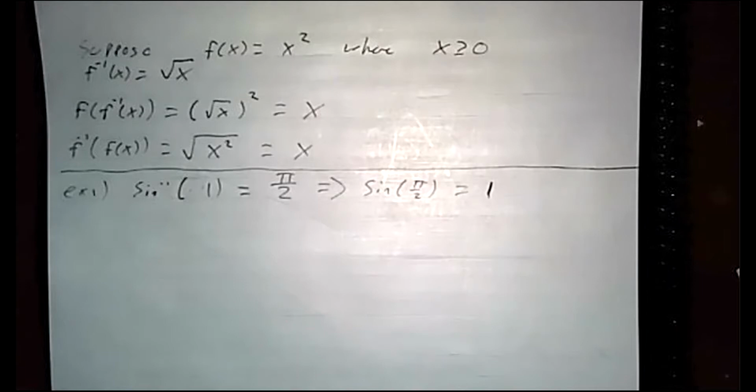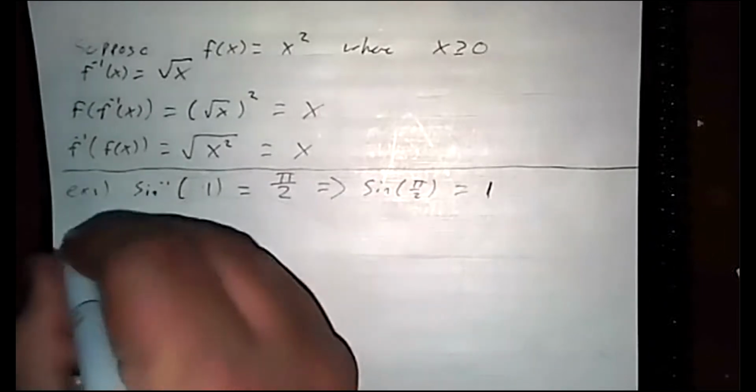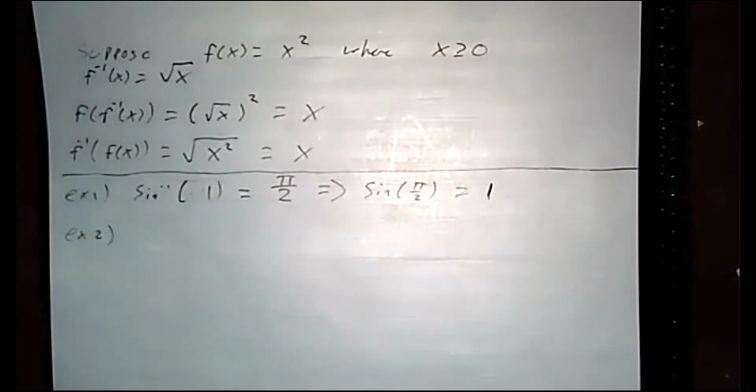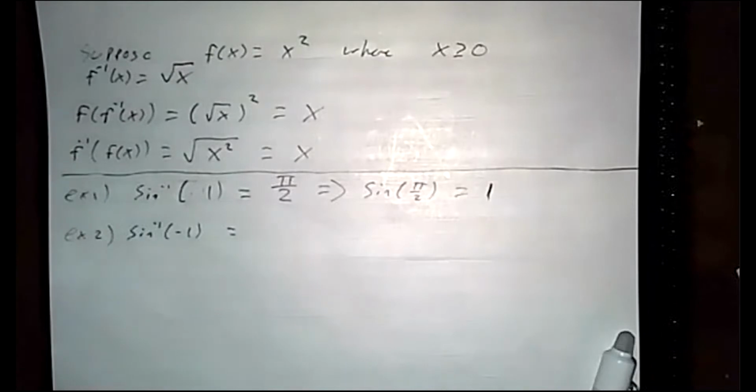Let me give you a visual of, well, first let me do one more example. Example 2. Let's say this is going to be sine inverse of -1. All right, where does this happen? So let's look at our circle.